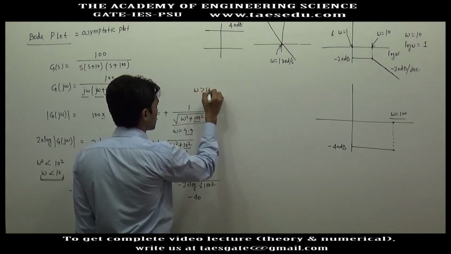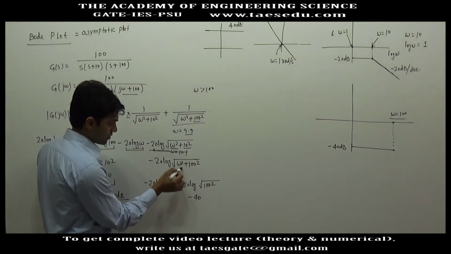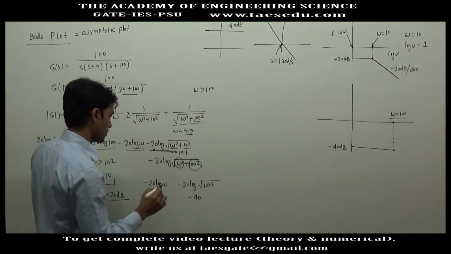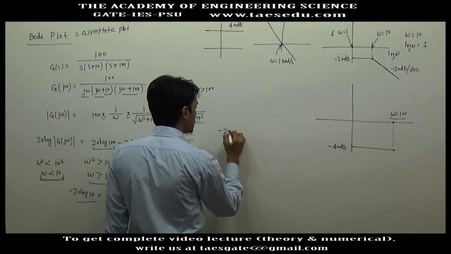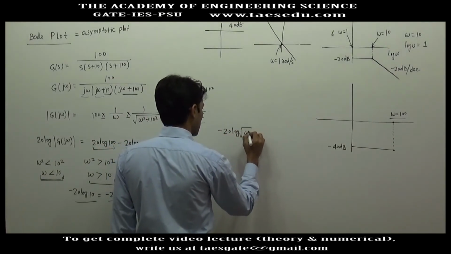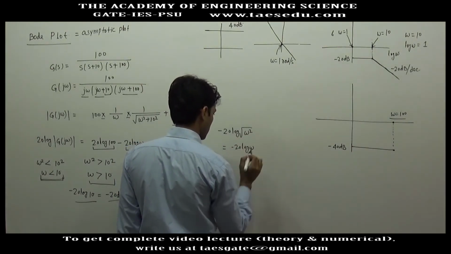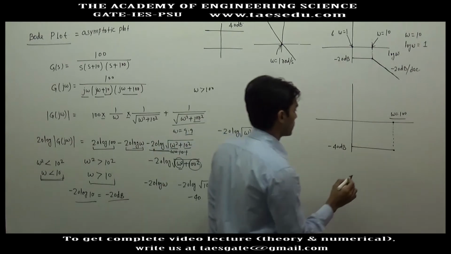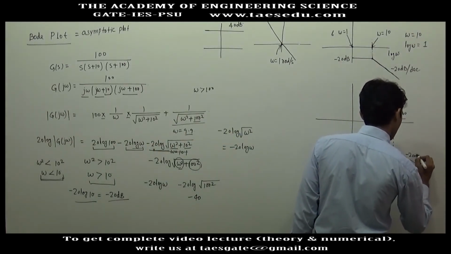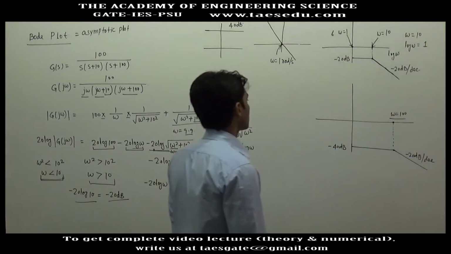After omega is greater than the corner frequency, when omega is greater than 100, omega square will dominate, and we will neglect this. So we will get minus 20 log root under omega square, or minus 20 log omega. So this graph will be minus 20 dB per decade.